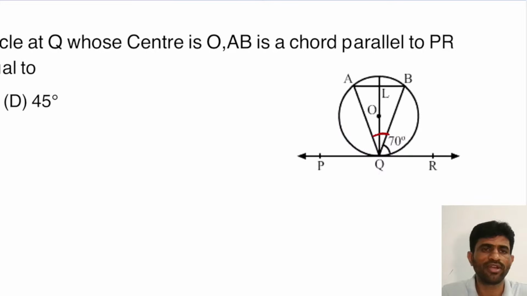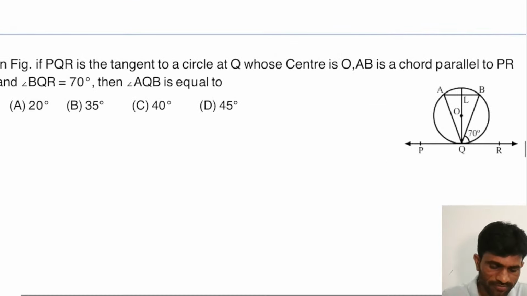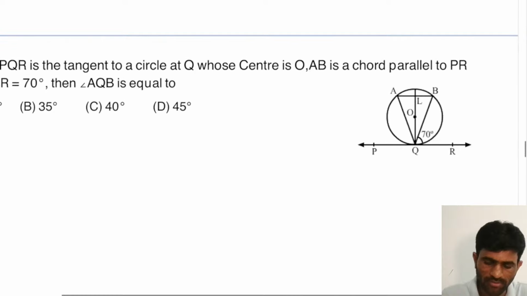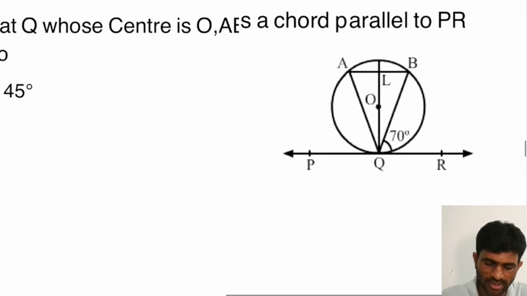We have to find angle AQB. So your answer is 20. Now 20, later again 40. Okay. Answer 40 is correct. How is it 40? We have to remember one concept here.